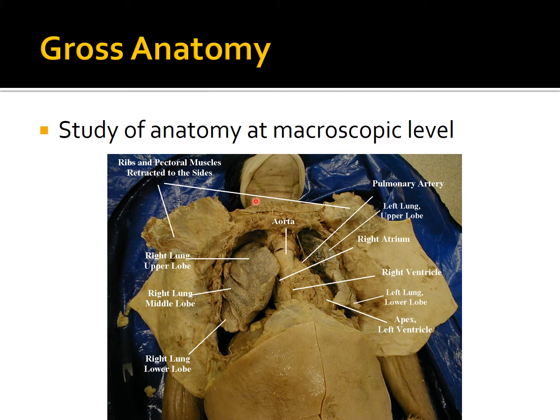So we know that there are different structures. Say, for example, we know that this structure is the aorta. There are lungs, heart, the abdomen, certain muscles, and bones. Those are the structures which we see with our naked eye. So that's called gross anatomy.